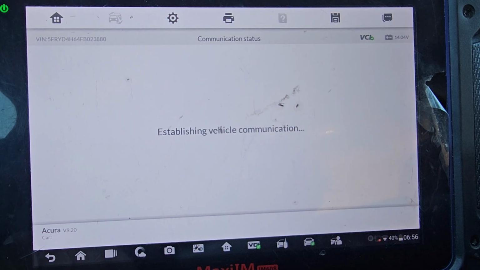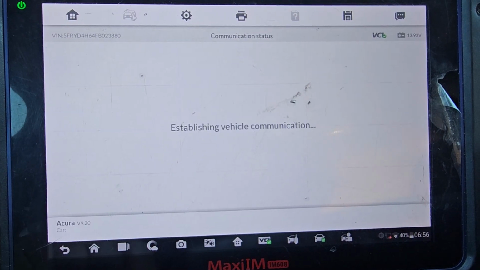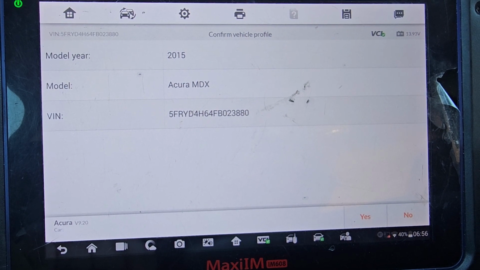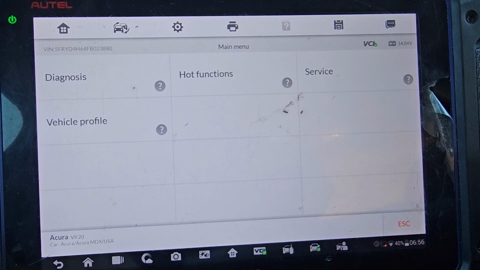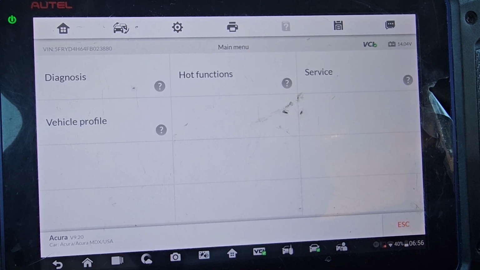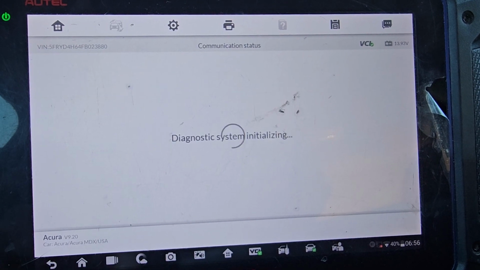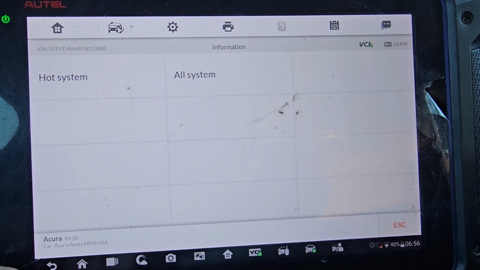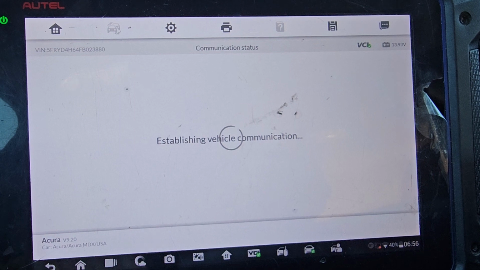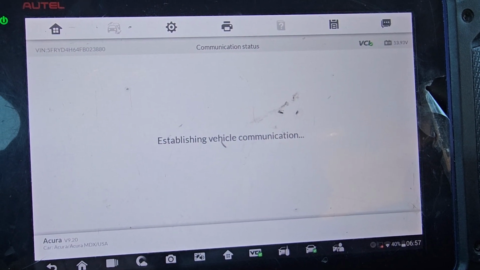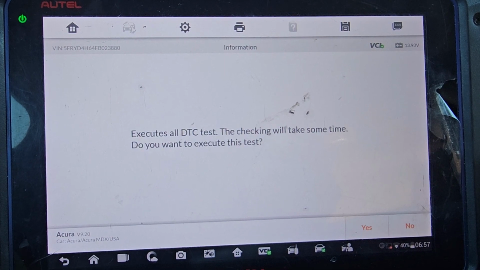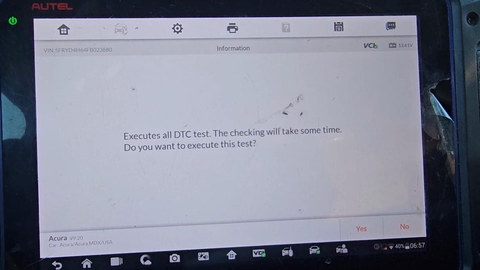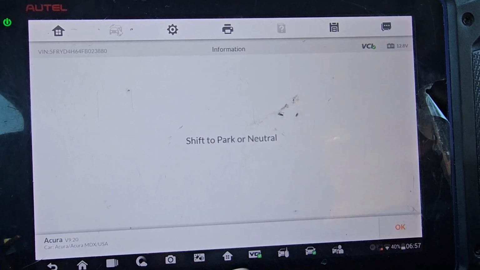Now all those codes are here. So okay. Say okay. Diagnose. Auto control. All system, just to be sure what's going on. Say it takes time, but it's okay. Say yes. Okay.